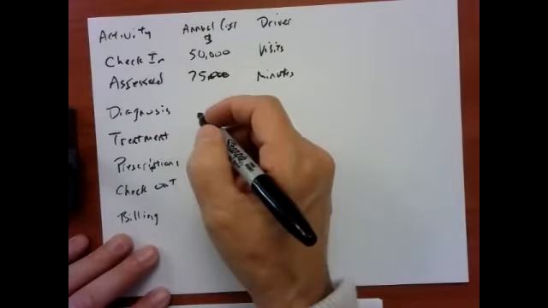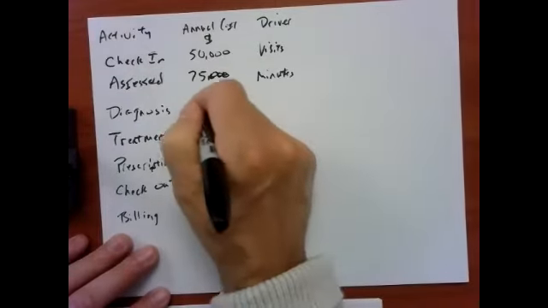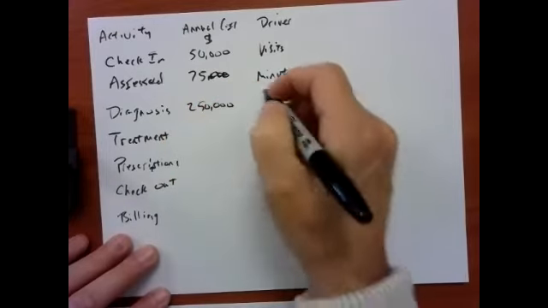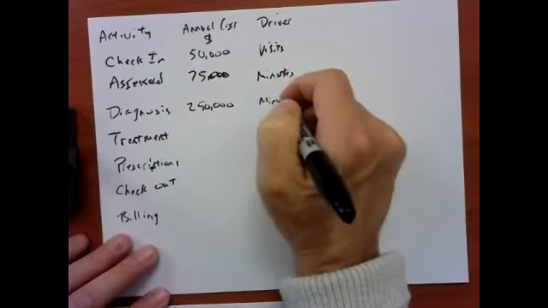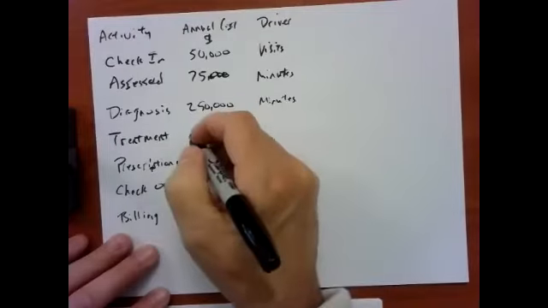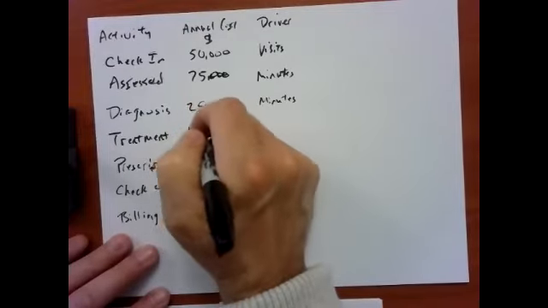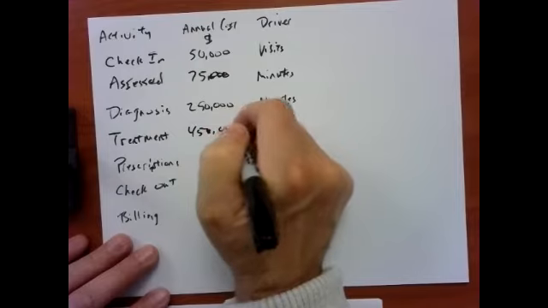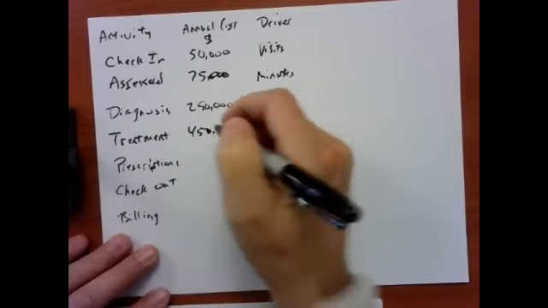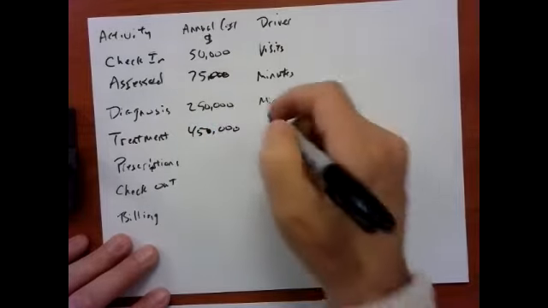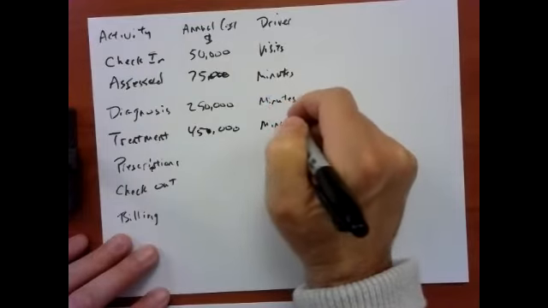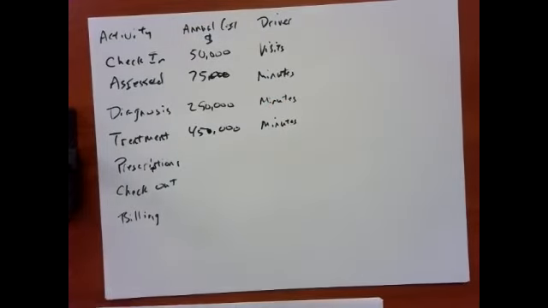We're going to assume the diagnosis process takes longer. So that's going to be $250,000. Treatment, even longer. It's going to be $450,000. And it's also going to be driven by minutes of service.